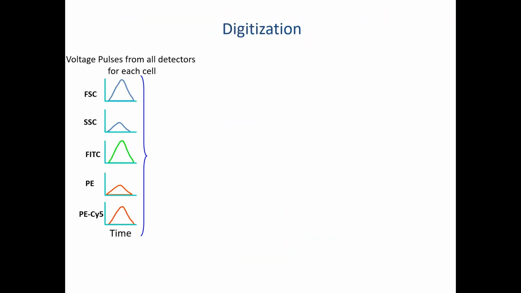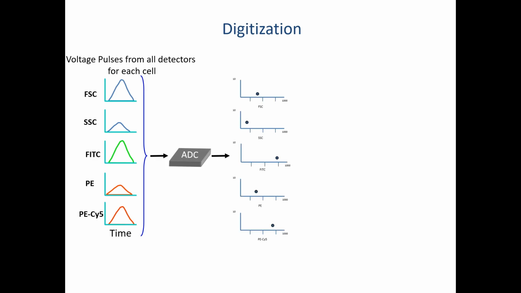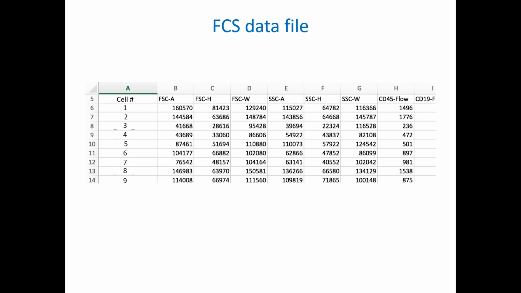For each cell, the voltage pulses from all of the detectors are digitized to a channel number, and these values are coordinated and stored cell by cell in a standard format data file. The saved data file lists scatter and fluorescence values for each cell, and that can be for millions to tens of millions of cells.